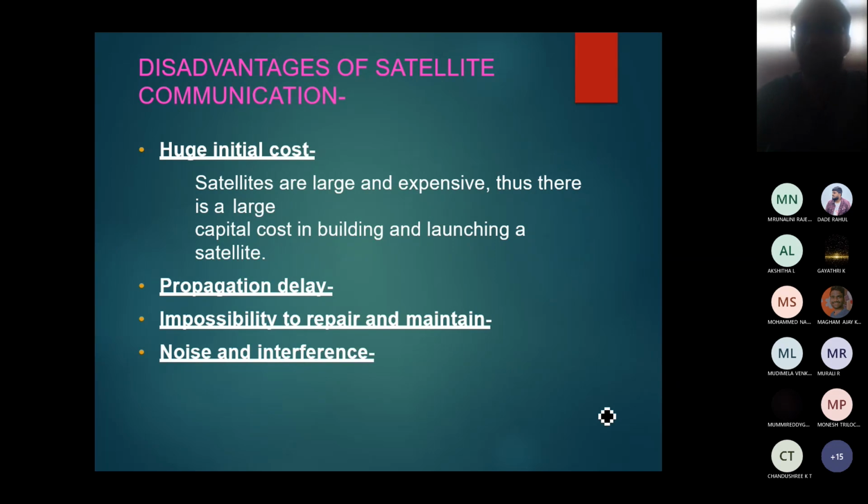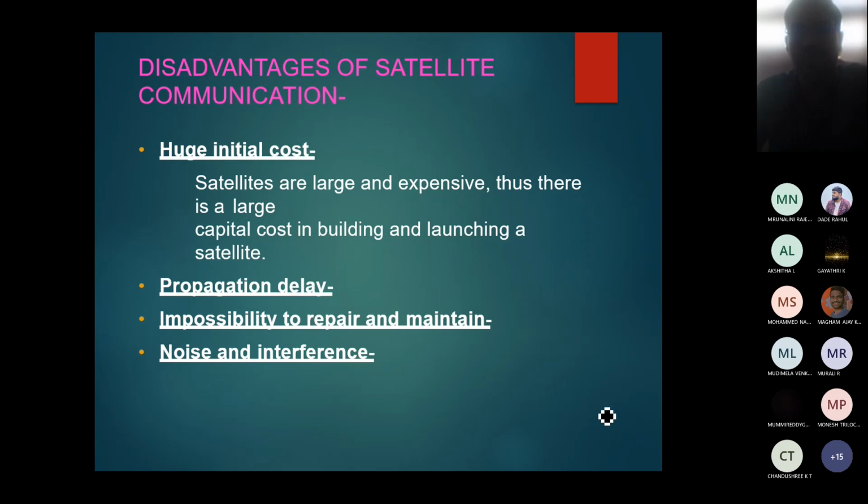Even once the satellite has been deactivated, that means when we are launching a satellite, the satellite has some life period, might be 5 years, 10 years, or 20 years. Once the life period of the satellite is over, the satellite will keep on rotating in space, like any other celestial body. So we cannot repair the satellite, and we cannot bring the satellite back to the ground station.